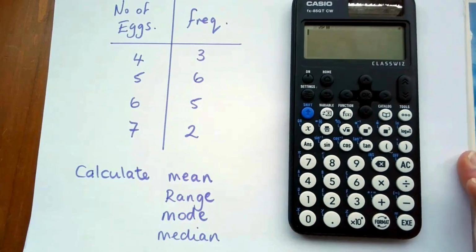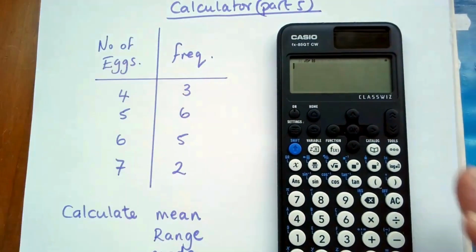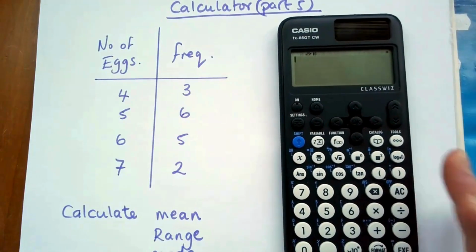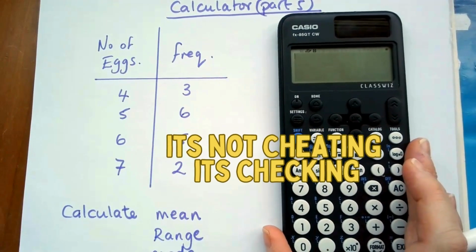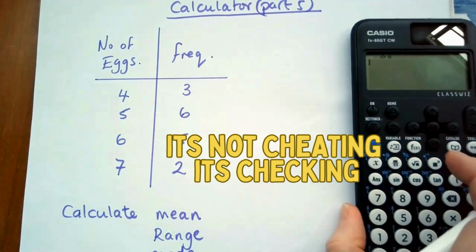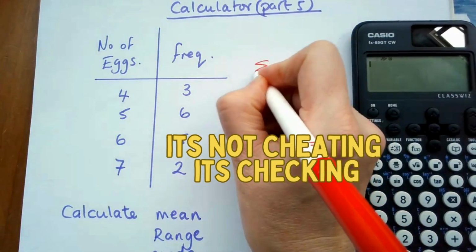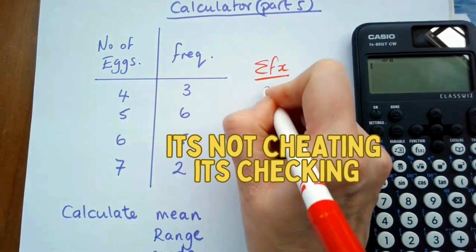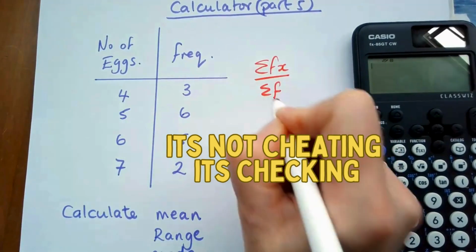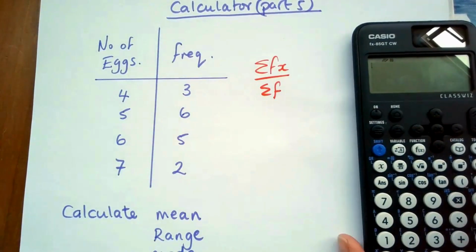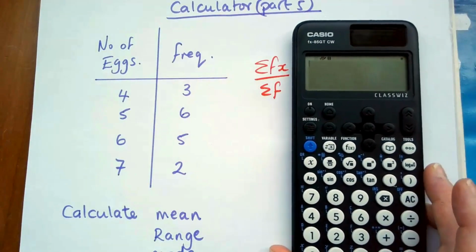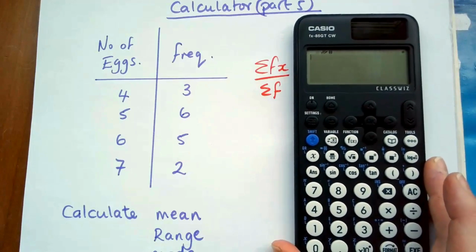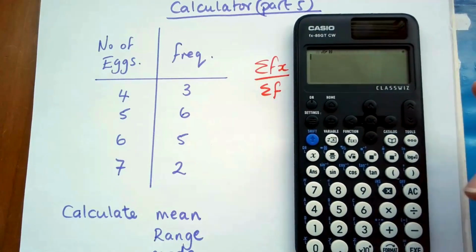Your calculator, if you've got one of these calculators, will do it for you, and it saves you a lot of time. So I'm not going to go too much into it, but you need to remember certain things like the sum of fx over the sum of f, and you have to do all of those calculations by hand. Now I'm not saying you shouldn't show any working out, but what I'm saying is the calculator will help you to check your answers are correct, alright?